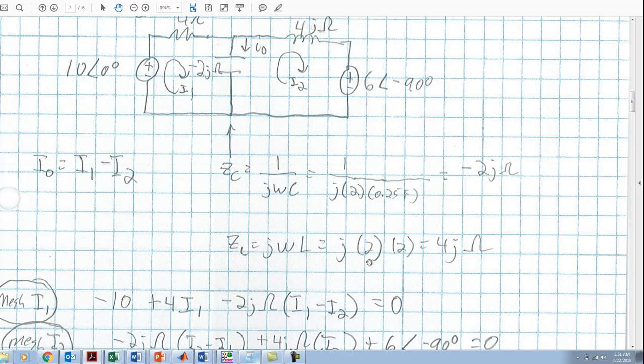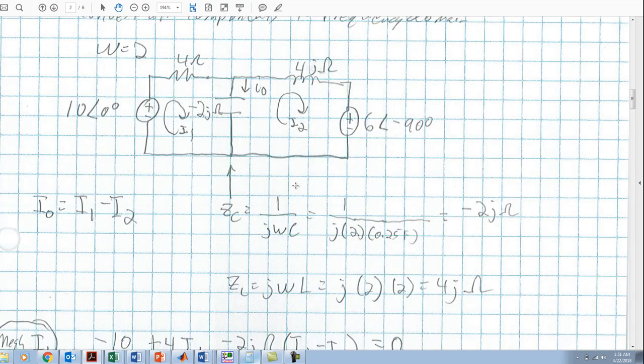So that's going to be j, omega is 2, L is also 2, so we get 4j ohms. And now what we can do is mesh analysis around 2 different meshes. So we do an I1 mesh and an I2 mesh, and we know that I naught is going to equal I1 minus I2. So if we can solve for I1 and I2, then we can go ahead and subtract those two and get I naught.